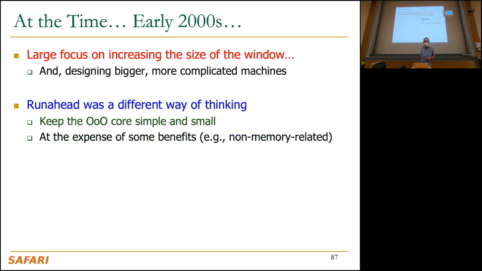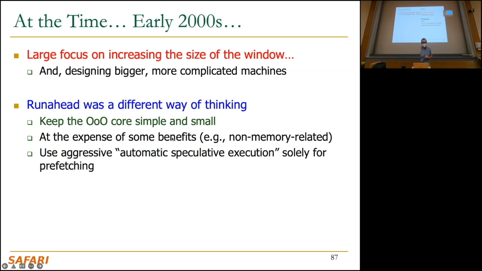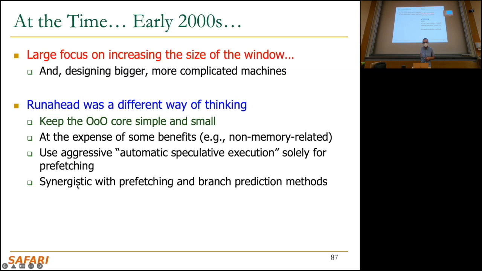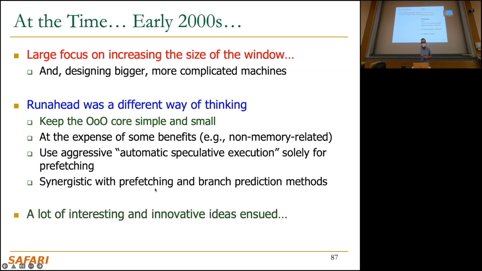And let's do something else with that core. We give up some benefits, yes, at the expense of some benefits. For example, if you increase the size of your instruction window, you can tolerate some of the other latencies, like floating point latencies that may be 60 cycles, etc. Yes, maybe you give up some benefits because there may be other ways of handling them, actually. But let's use aggressive automatic speculative execution solely for the purpose of prefetching. Right? That's the idea. So it's really the different way of thinking that made a difference, in my opinion. And it's synergistic with prefetching and branch prediction methods. As a result, a lot of interesting and innovative ideas ensued, which we don't have time to cover. If you're interested, you can take advanced courses, of course.